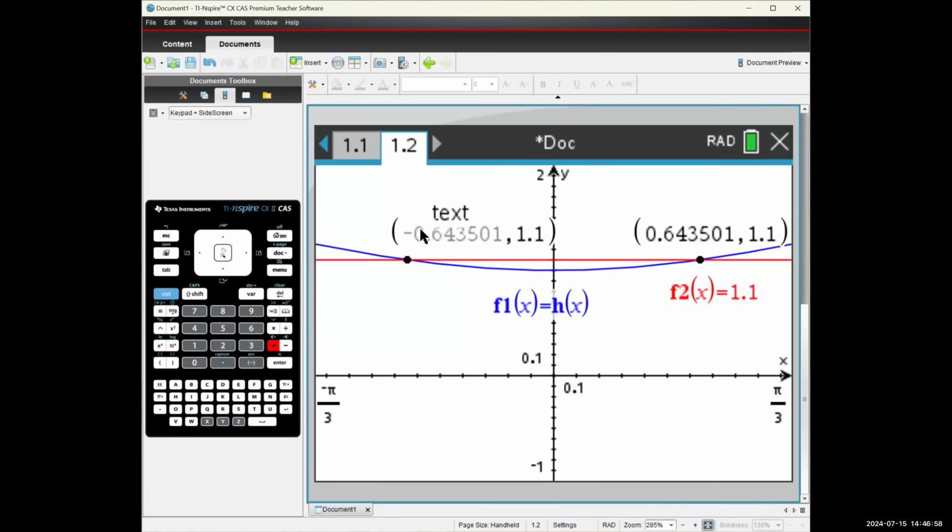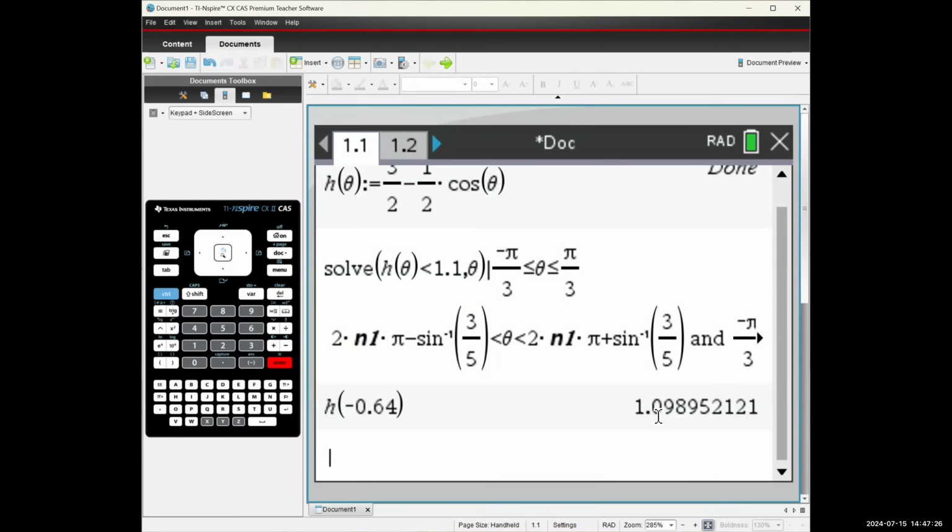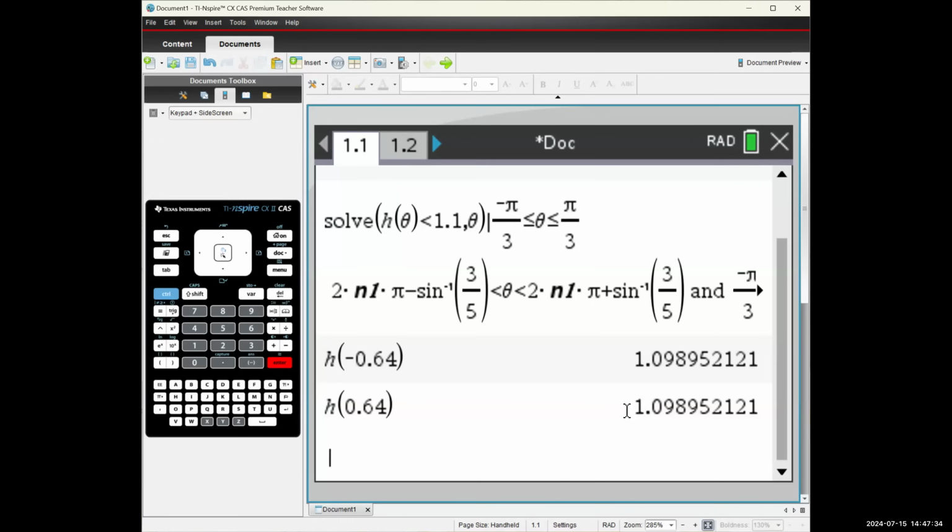Let's say get it to minus 0.64. But when I actually put the point at minus 0.64, the point is actually lower than 1.1. Similarly, if I put my value at 0.64 and sub into h of x, let me show you. H of negative 0.64, it is actually less than 1.1. And also, if I put a positive 0.64, yes, it's also less than 1.1.